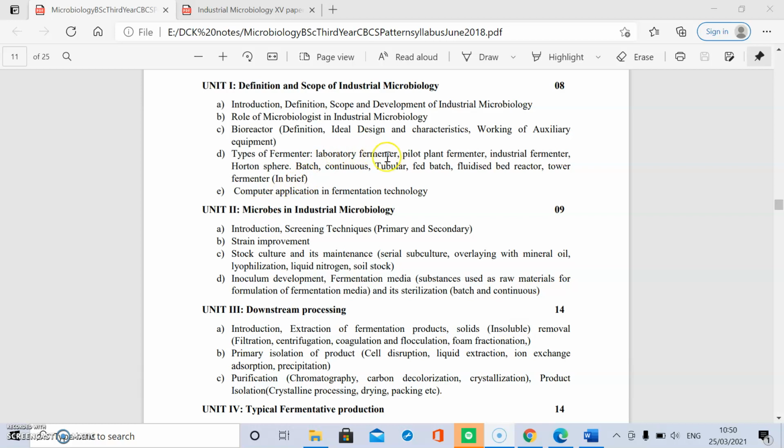In this, laboratory fermenter, pilot plant fermenter, industrial fermenter, airlift and sphere fermenter, batch fermenter, continuous fermenter, tubular fermenter, fed batch, fluidized bed reactor, tower fermenter, we have to study in brief. Next one is computer application in fermentation technology. This is the first unit.